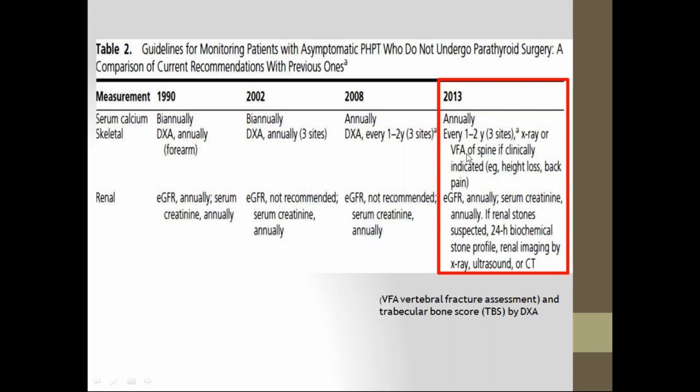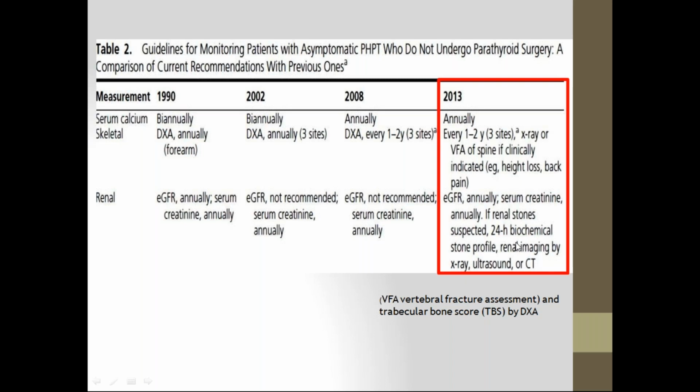High efficiency scans like dual energy X-ray of the spine, so we have to take the spine or 3 sites. If clinically significant, there may be height loss or back pain. For renal, we have to calculate eGFR annually and serum creatinine annually. If a renal stone is suspected, do a 24-hour biochemical stone profile and renal imaging by X-ray, ultrasound or CT.